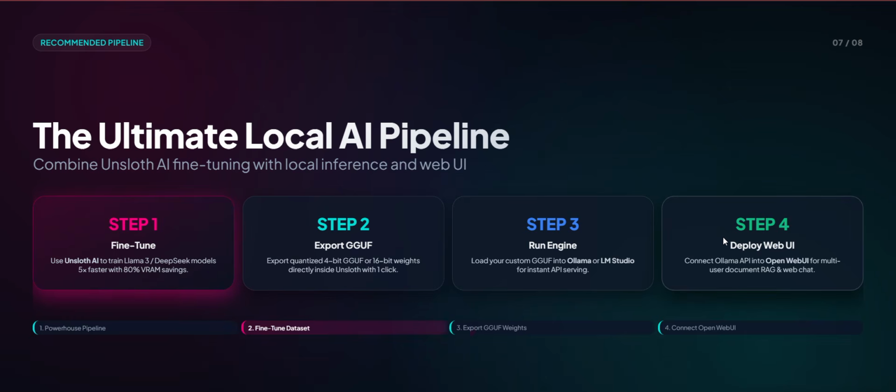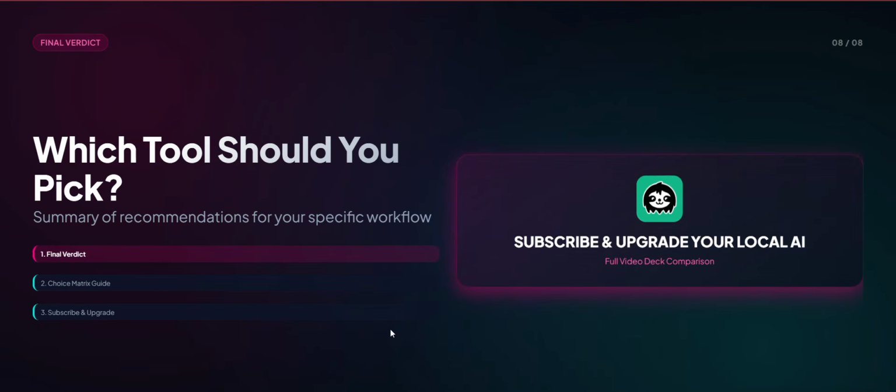Step 1. Fine-tune your custom dataset in record time using Unsloth AI. Step 2. Export your custom weights directly to 4-bit GGUF format inside Unsloth. Step 3. Load your fine-tuned GGUF into Ollama or LM Studio and connect it to Open WebUI for your end users. Here is your final verdict.